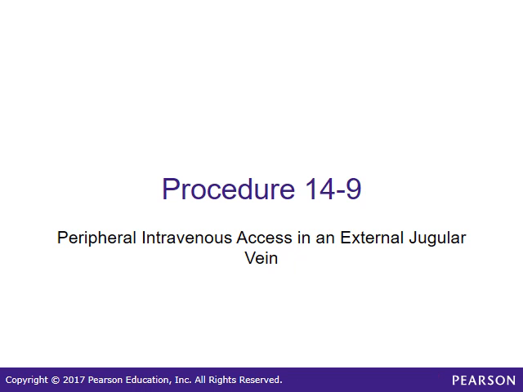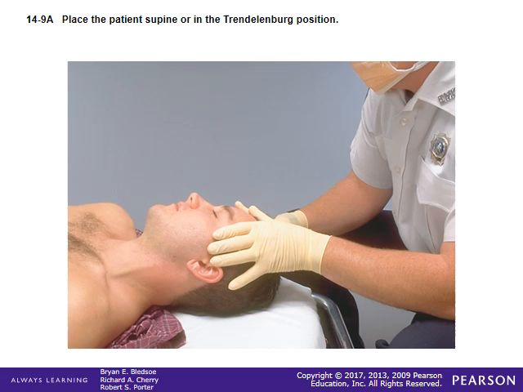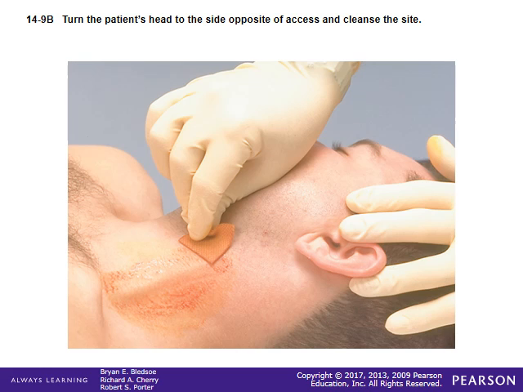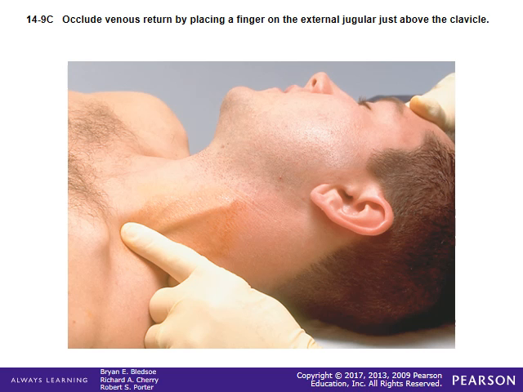Venous access through the external jugular is similar to an extremity peripheral IV. However, the patient should be supine or in the Trendelenburg position. Turn the patient's head to the side and cleanse the site that is exposed.